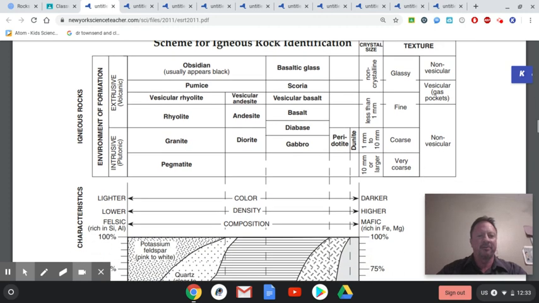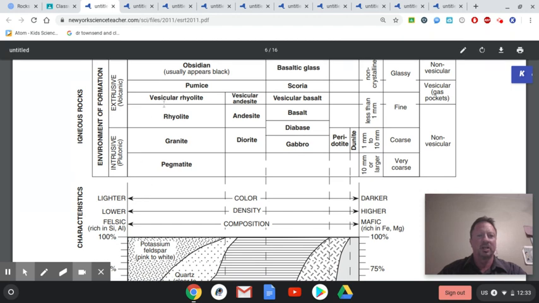We were just talking about felsic and mafic rocks. All the felsics are over here, the word felsic, all made of aluminum and silicon. Mafic, all on this side. The more to the right, the darker and more dense they are.